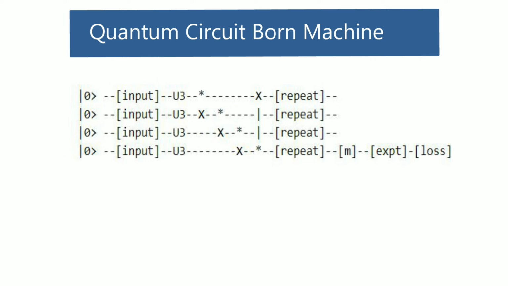For preparing the circuit, let's try to build a circuit with 4 qubits, using U3 gate and CX. It uses SGD for update and MSE for loss function.